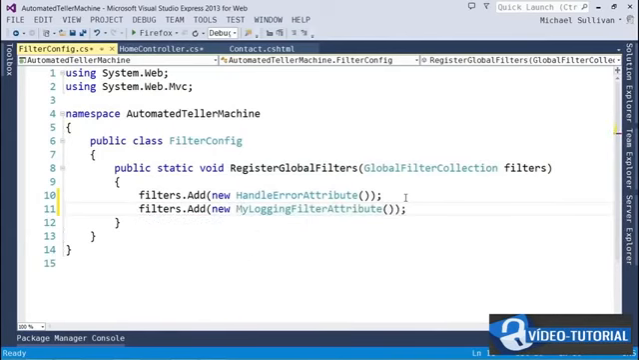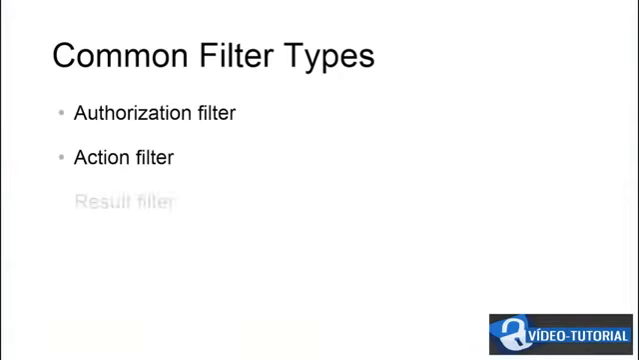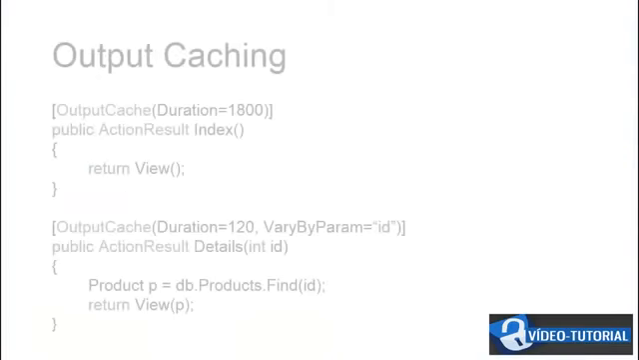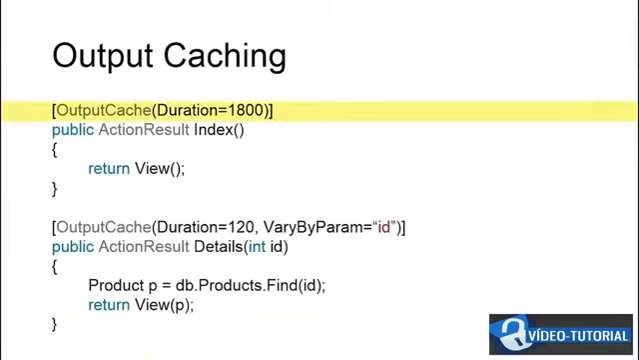In addition to action filters, we also have result filters, which wrap execution of the actual result of an action. One built-in example is the OutputCache attribute, and you can do some very powerful things with it, like cache an action result for a specified duration in seconds. Or you could even tell it that a different version should be cached for each parameter value or combination of parameters. So if you have multiple parameters, you can specify a semicolon delimited list there.